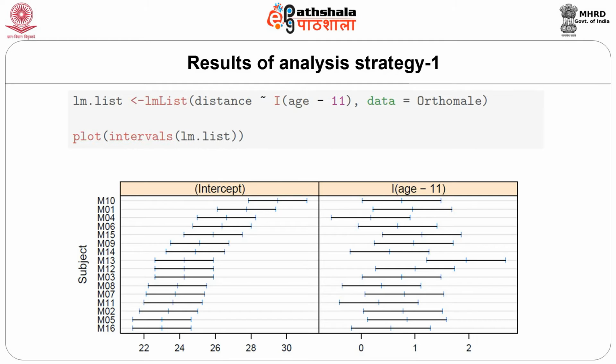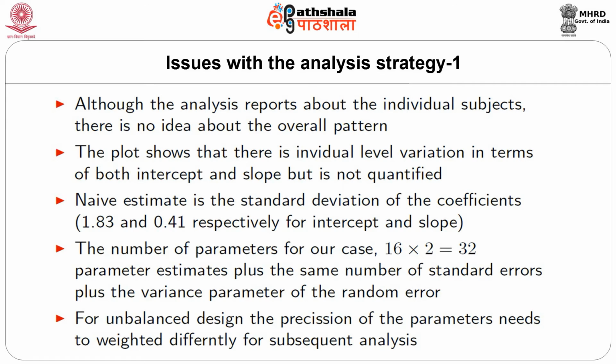Now, what are the problems of this analysis? First of all, this analysis is intuitively very sound in the sense that for each of the individuals we are performing one regression. So, that means if we have n individuals, we perform n regressions and report them. But it does not specify what is the overall pattern. So, that is one of the major concerns here. We need to know what is the mean trajectory of the population. Unfortunately, such an approach does not give us the mean trajectory.